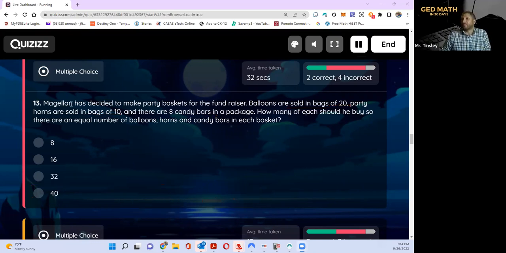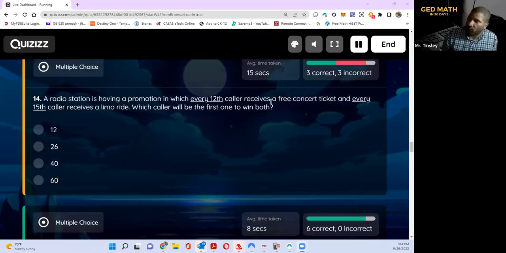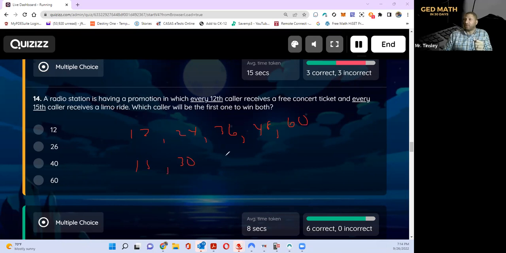Okay. A radio station has a promotion in which every 12th caller receives a free concert ticket, and every 15th caller receives a limo ride. Which caller will be the first one to win both? Again, 12, 24, 36, 48, 60. Oh, 15 I know goes into 60. 15, 30, 45, 60. So the 60th caller will win both a limo and a free concert ticket. Okay, again, that's another example of least common multiple in a word problem. And these are going to help you a great deal. Watch when you go over this.